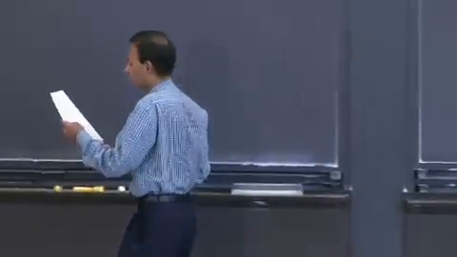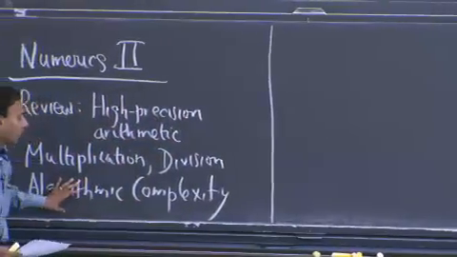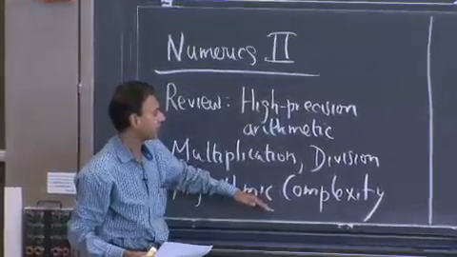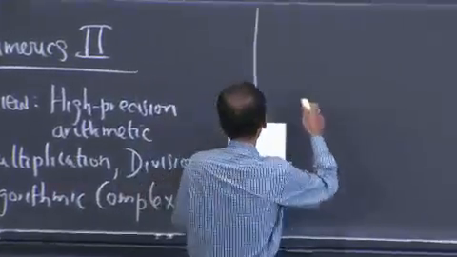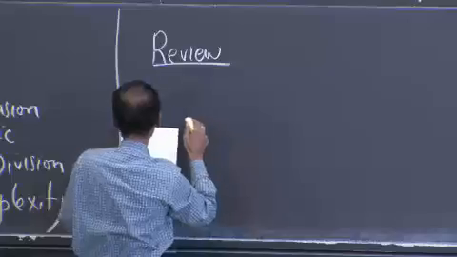So that's really the meat of today's lecture, getting to the point where we know what we have with respect to asymptotic complexity of computing the square root of a number. So let me start with a review of what we covered last time.